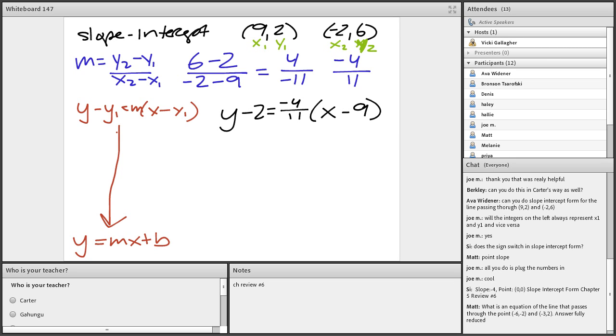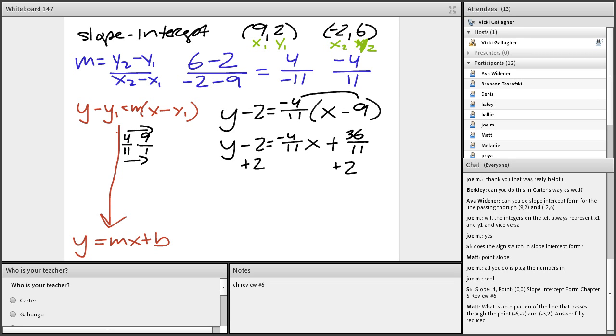All right. So I got to distribute my negative 4 over 11. And this gets a little bit tricky. So a negative times a negative is a positive. And then 4 over 11 times 9, you can make it a 9 over 1, and then you can just multiply straight across. So 4 times 9 is 36, and 11 times 1 is 11. Next, we want to get our letter y by itself, so we're going to add 2.